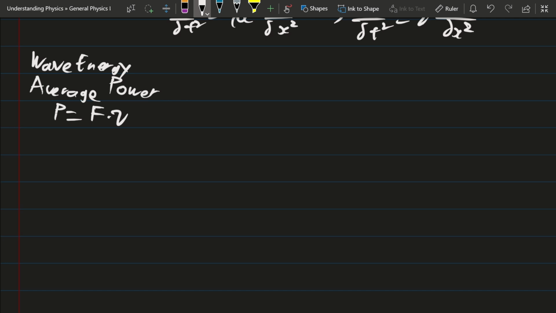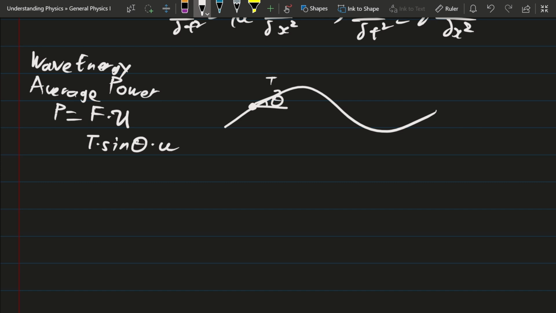And here the V is not the wave velocity, but the particle's velocity, which I will denote as U. With the force and the U here, we will assume that we have a wave like this, and we are looking at it at this point. Here you would have an angle theta, and then there's a tangent force going that way. So we should be able to obtain that T times sine theta times U would be our solution.